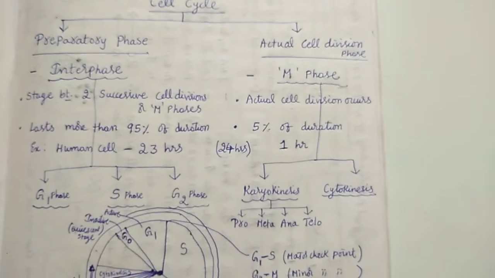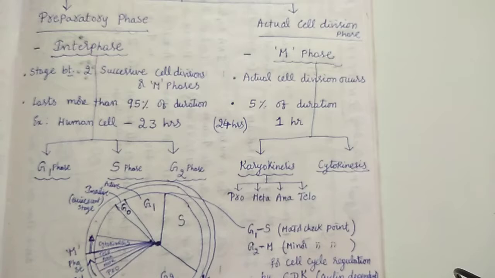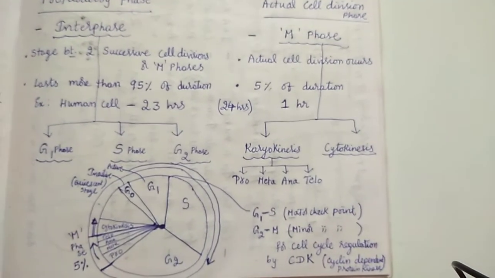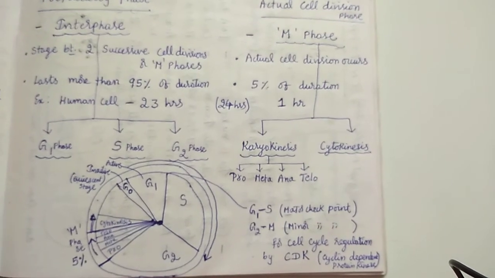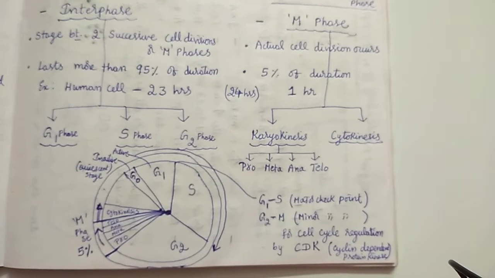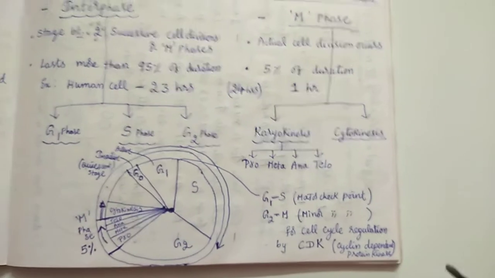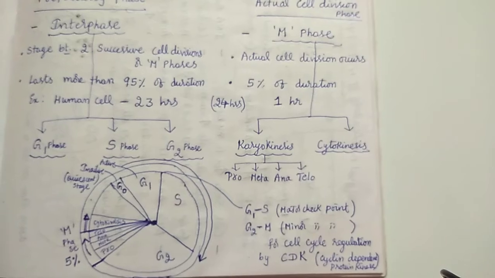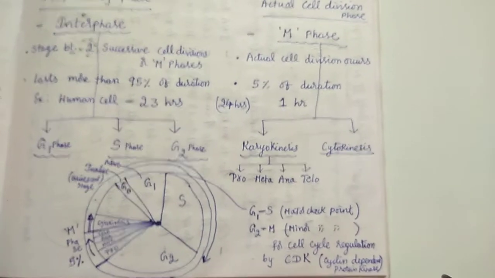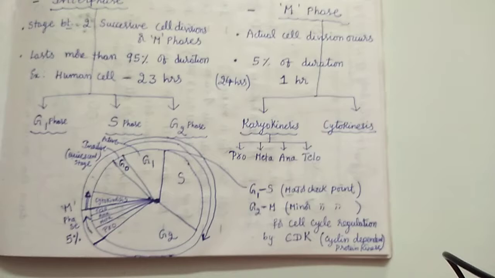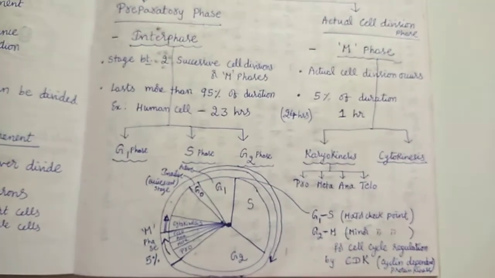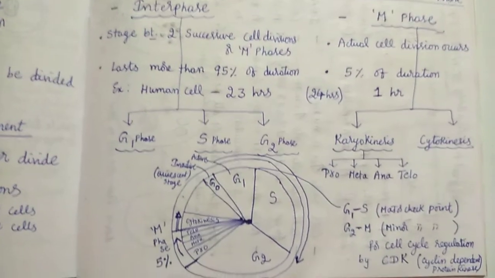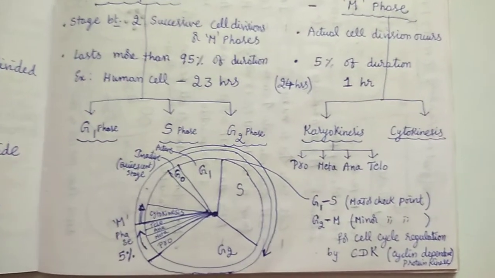Actually, it is divided into the preparatory phase and the actual cell division phase. The preparatory phase is the interphase and the actual cell division is the M phase. You can see the differences between the interphase and M phase, and interphase has again been divided into three phases: G1, S and G2 phase. And M phase has karyokinesis, that is division of the nucleus, which has 4 stages, and cytokinesis. Detailed explanation I have already given in my other videos. In this video I will be sharing only the notes, so that it will be very useful to you.